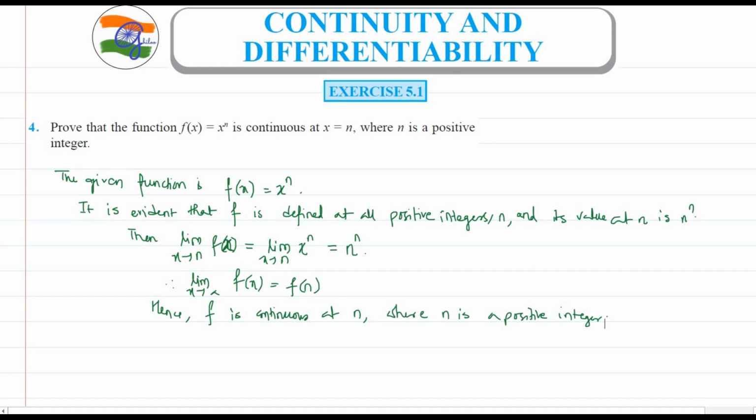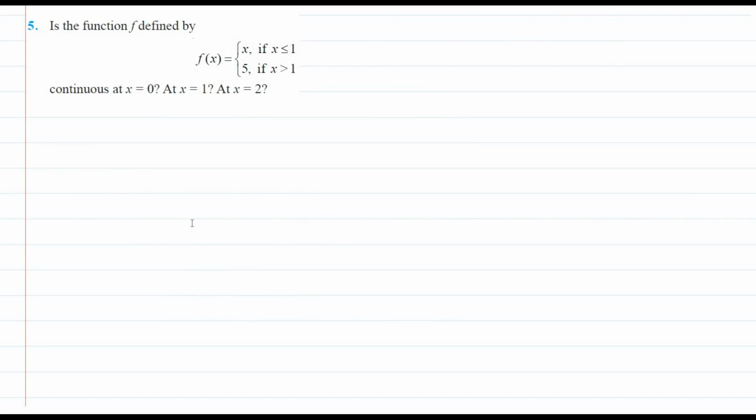Alright, now coming to the next question. So in question number 5, we have the function that has a change in definition before 1 and after 1. So it breaks at 1. We need to find whether it is continuous at x equal to 0, at x equal to 1, or at x equal to 2. So basically before proceeding into the normal solution, which we will anyways do, I am giving you a shortcut. If you are very proficient in making graphs, you can do it in just one line, or even you don't need to make one line. You can just visualize it and see.